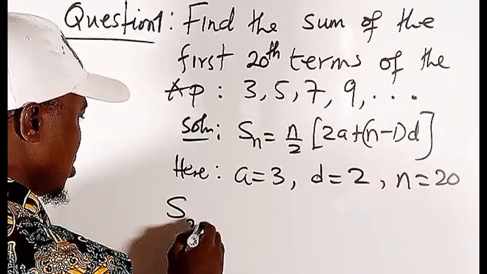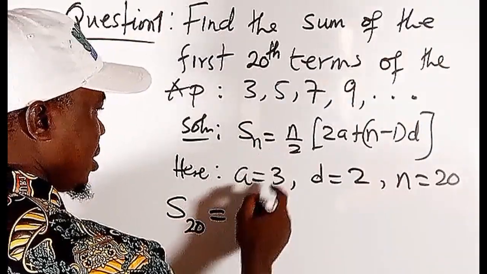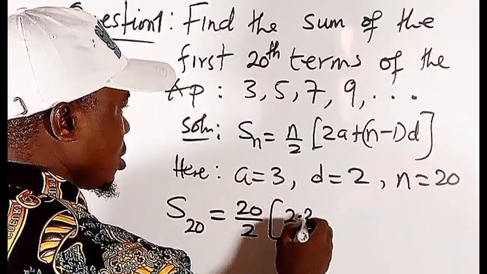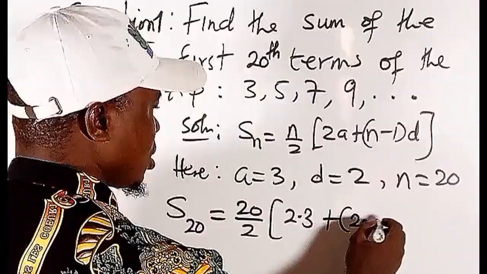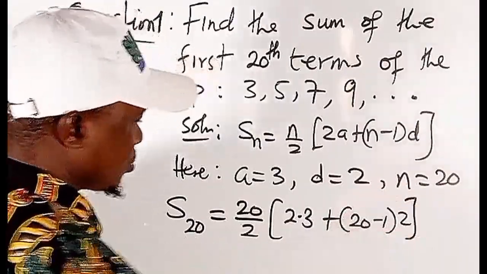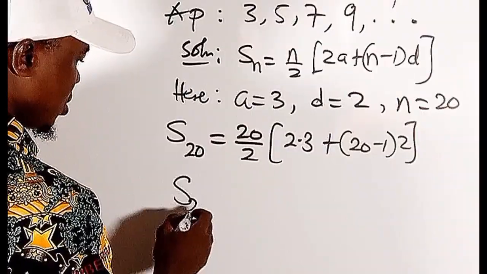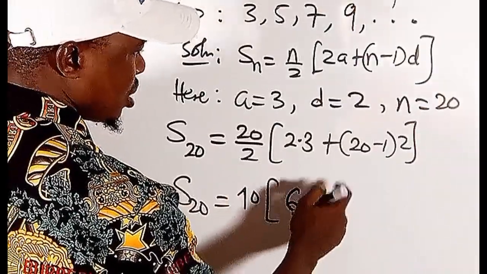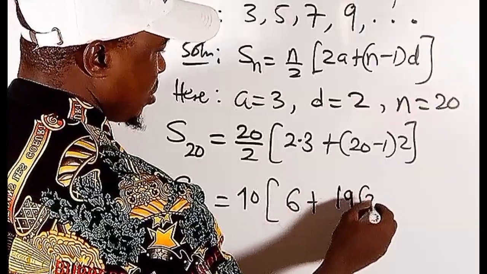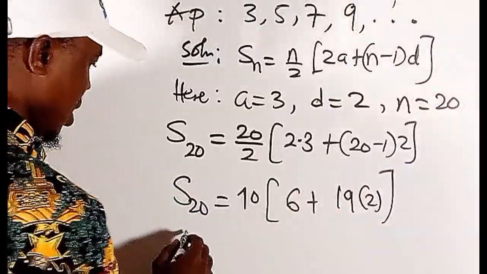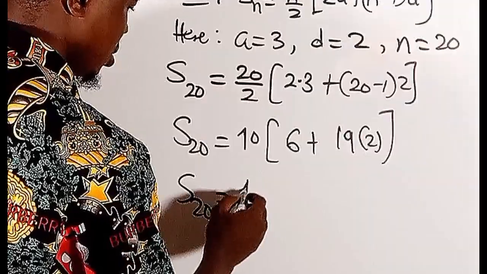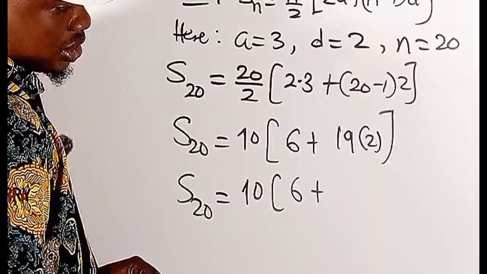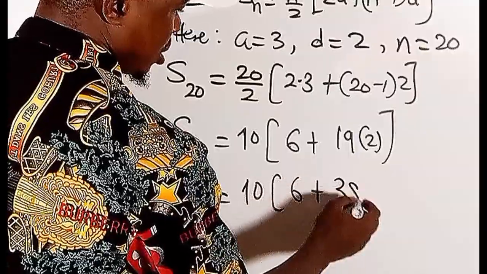We're going to have S20 now be N, which is 20, over 2, then 2 times A, plus N, which is 20, take away 1, then D, we have 2. Understood? So from there we have S20 equals 10 times, 6 plus 19, then multiplied by 2. Understood? So we have S20 equals 10 into 6 plus 38.